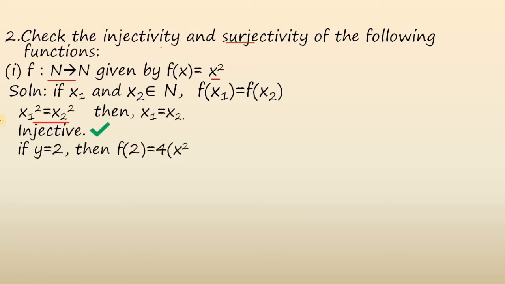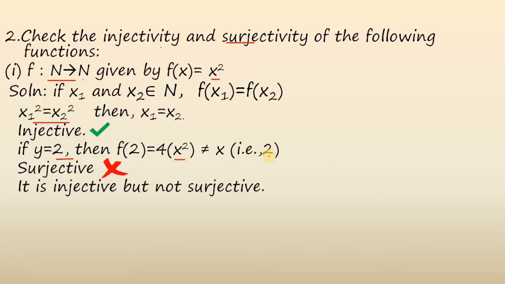Let's see the next one, for surjectivity. If you take any value y from N, this is from your codomain, and if you find f of 2, what happens? It's 2 square, that is 4. That must be equal to y. What is the condition for onto? Let's recall, f of x must be equal to y. Y is the original value which we took. Here it's getting squared, so it is not equal to your original value. So it is not surjective.